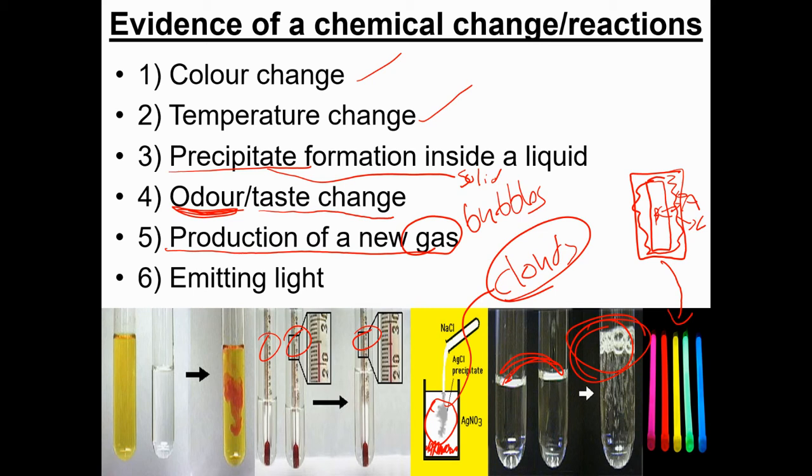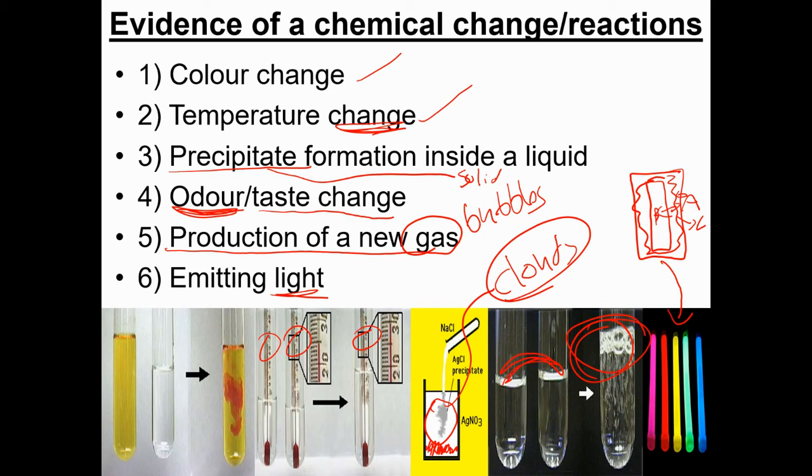So the temperature change and the emitting light, you can think of them as kind of the same thing, not always, but they're just changes in energy essentially. With temperature, the energy is released or absorbed as heat, whereas with light, the energy was released as, well, light instead.